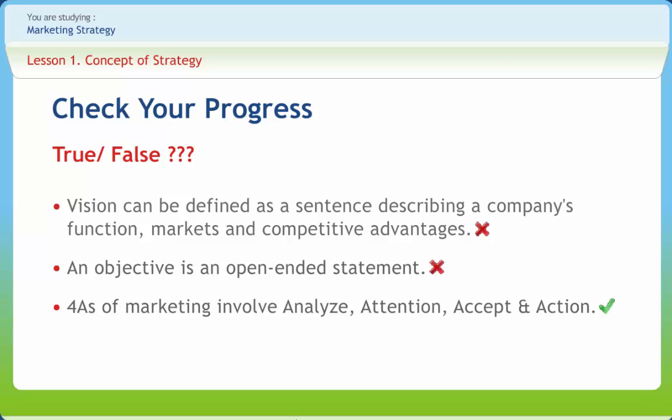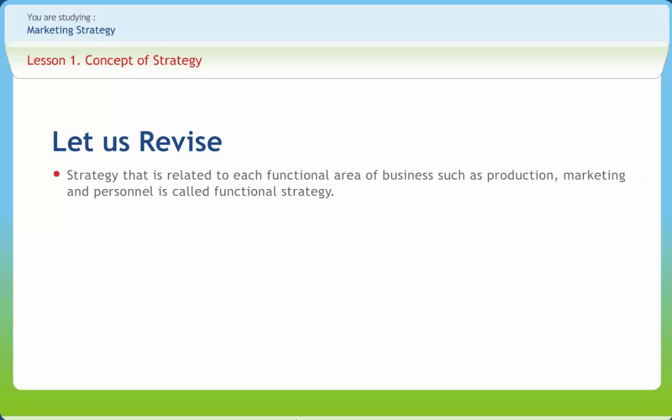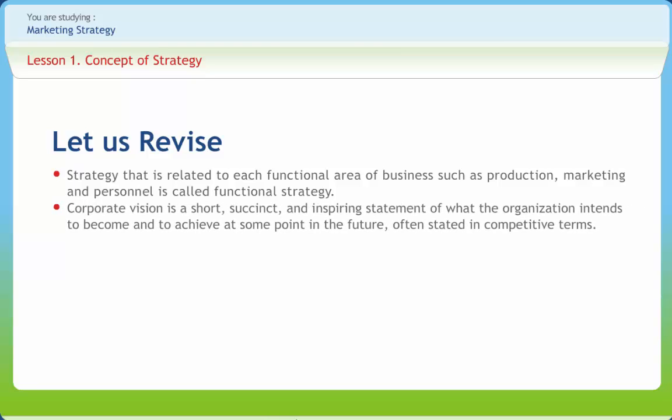Right. Before we end, let us briefly revise what we have studied so far. Strategy that is related to each functional area of business, such as production, marketing, and personnel, is called functional strategy. Corporate vision is a short, succinct, and inspiring statement of what the organization intends to become and to achieve at some point in the future, often stated in competitive terms.